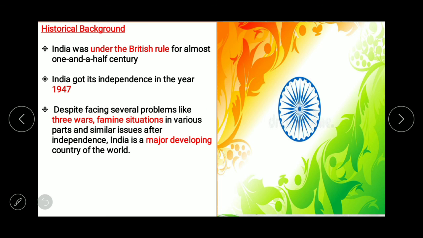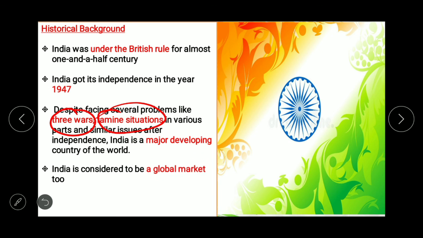Despite facing several problems like 3 wars, famine situations in various parts, and similar issues after independence, India is a major developing country of the world. And the progress or the development was not easy. आज़ादी मिलने के बाद आज हम जहाँ तक आए हैं वो इतना ईजी नहीं था जितना डेवलपमेंट हुआ है इंडिया में. That is why we are a major developing country of the world.